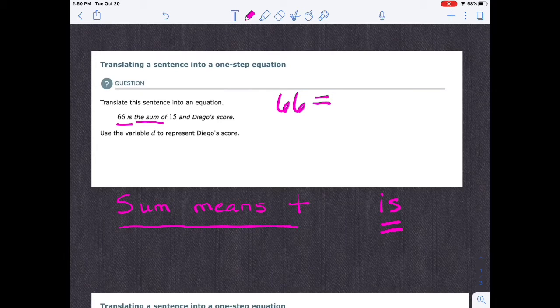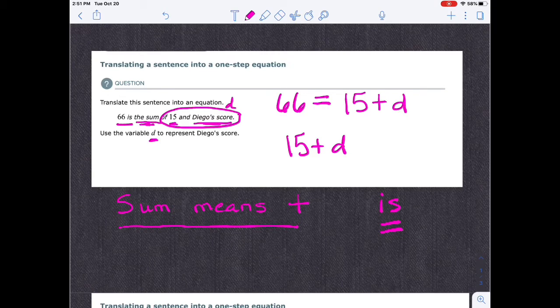Sum means add. So the sum of what? The sum of 15 and Diego's score. So 15 is obvious. What is Diego's score? Well, we're told to use a D to represent that. So we're going to add the sum of, add 15 and Diego's score, which is D. So we have 15 plus D. And in fact, if I had just written it right here, I'd be done. 15 plus D. So watch what this is. 66 is the sum of 15 and Diego's score. And that's all we need to do.